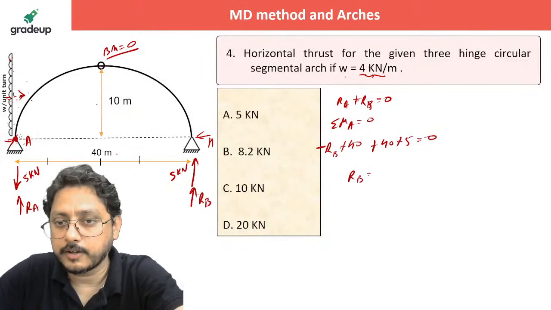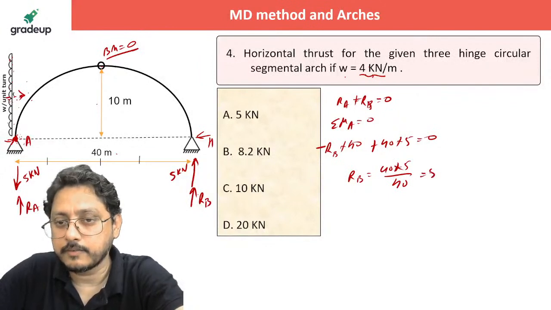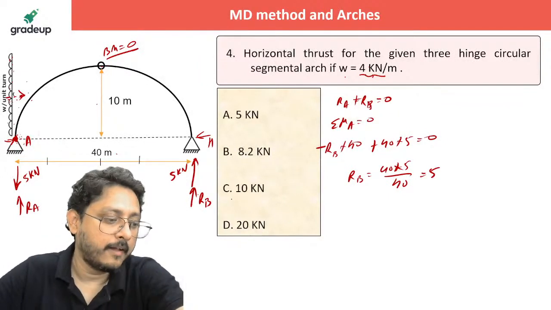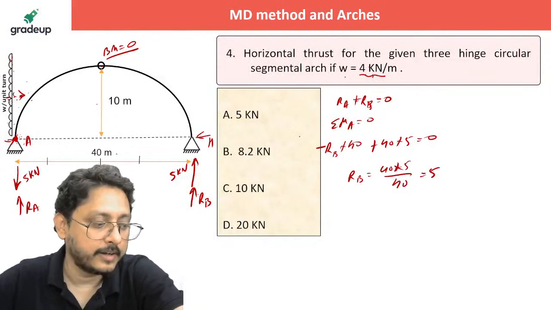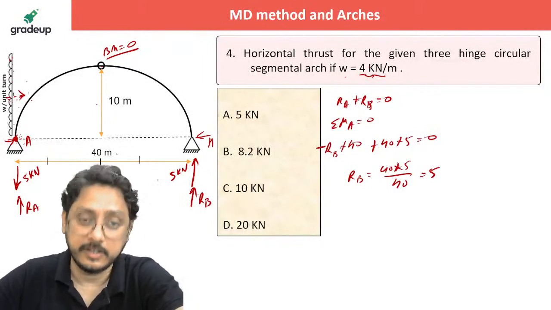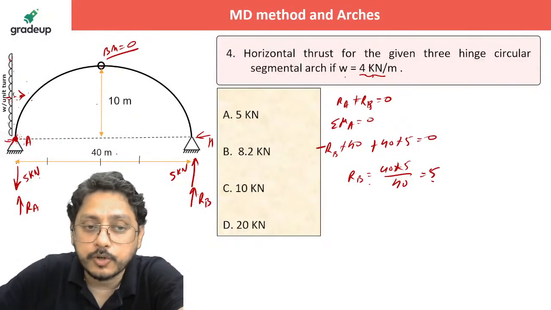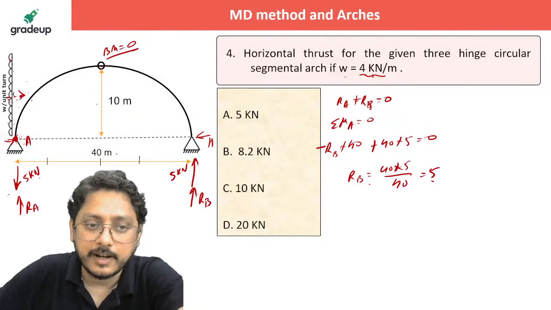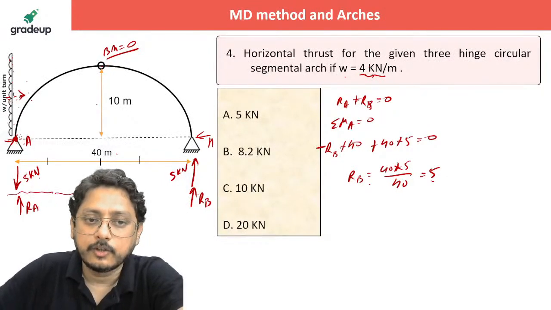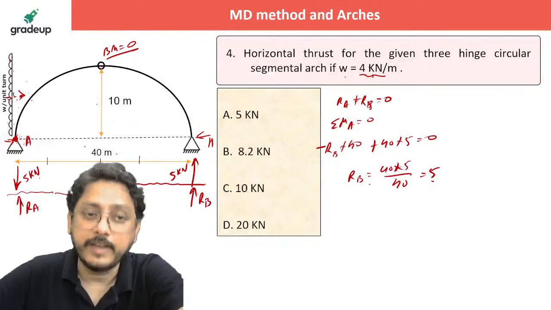RB, how much did you get now? See here, 40 into 5 by 40, you are getting 5. So RB will be 5 now, RA will become minus 5. That is what I am showing you. RA you have considered like this, that is why you are getting the minus sign. So either you do it through the normal equilibrium condition, or you do it the way I am saying.